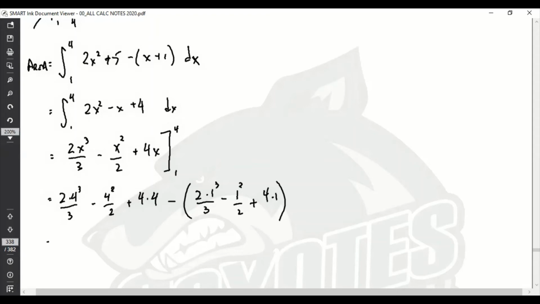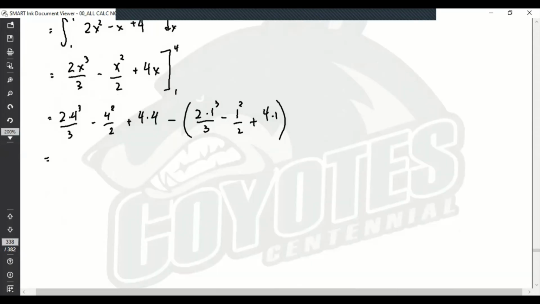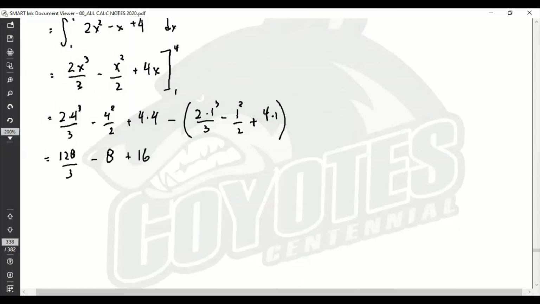And at this point, it's just a matter of simplifying, doing some fraction work. 128 over 3. 16 over 2 is 8. This is 16 here. Minus 2/3 b. Pay attention to the signs. This is plus 1/2. This is minus 4.